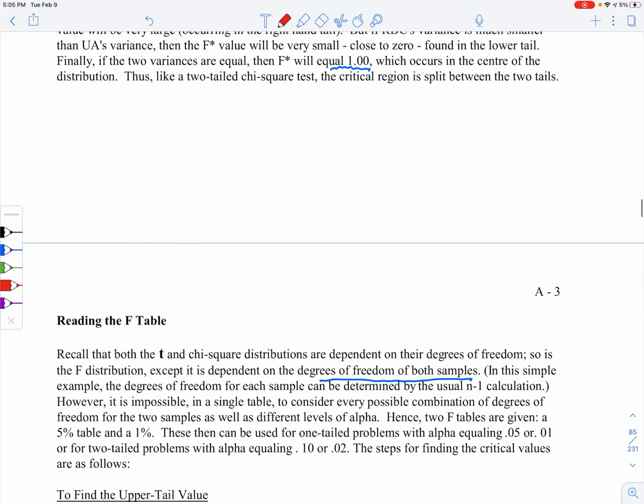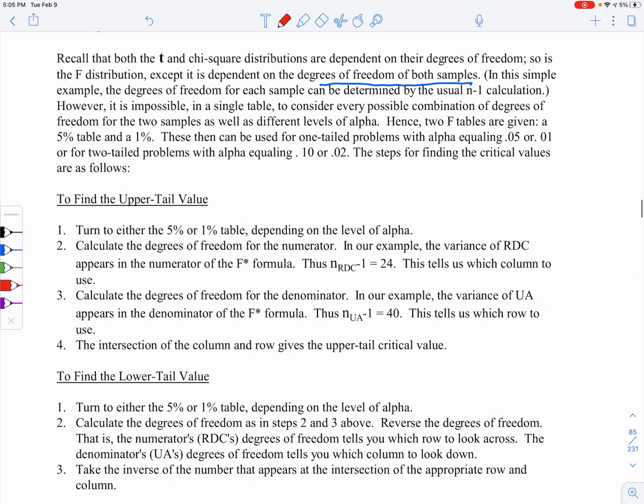Okay, so let's go down here, and it says, step number 1, turn to either the 5% or the 1% table, depending on the level of alpha, or in this case, alpha over 2. Calculate the degrees of freedom for the numerator, which is n minus 1, so in this case it is 24 for RDC. Calculate the degrees of freedom for the denominator. So for U of A it's 41 minus 1, which is 40. And that tells you the column and the row to use. The intersection of the column and the row gives you your upper tail critical value. Let's go find that guy there.